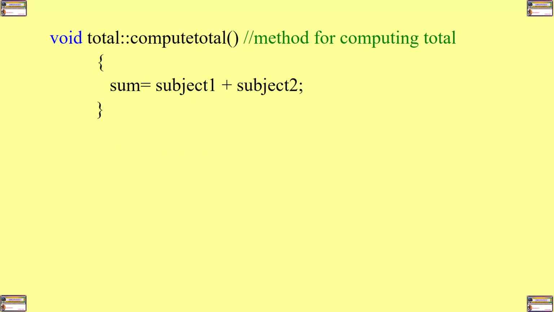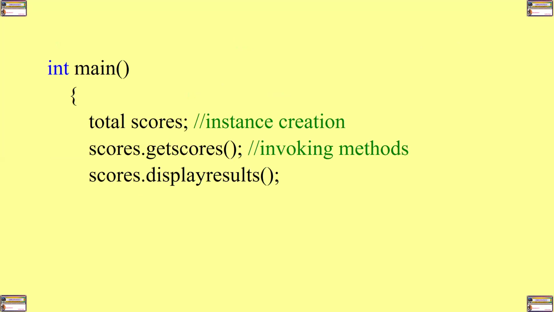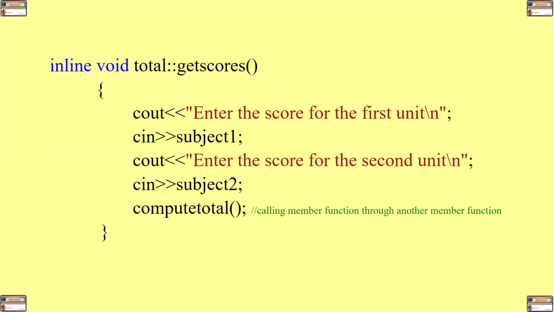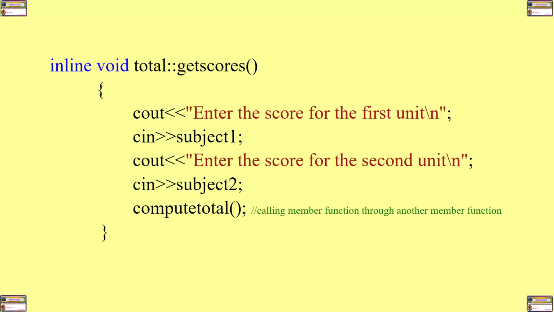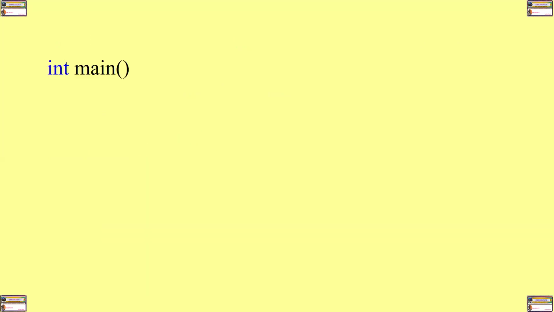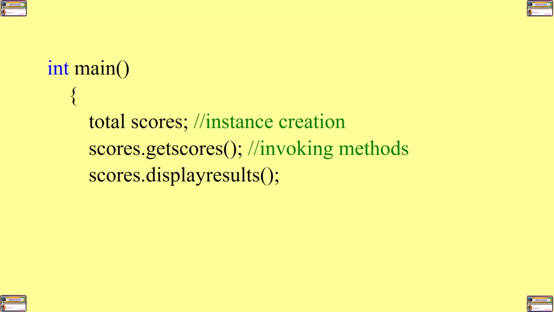Now, once that is done and this brace here is encountered, the compiler will then go back to the main function, or the get scores function. And once it encounters this brace, it will go to the main function. And then it will invoke the next statement, which is display results. So this function is being invoked. This function called display results is a member of the class called total, and therefore this function is being invoked through the object called scores.